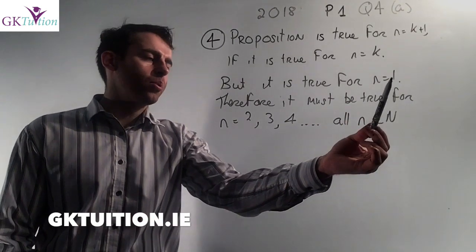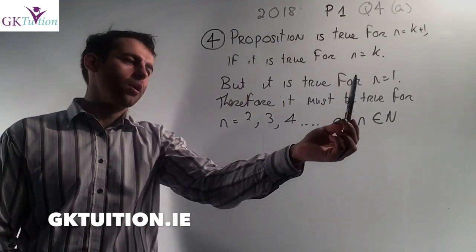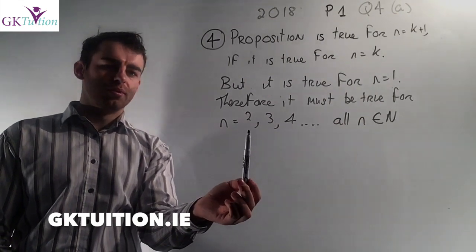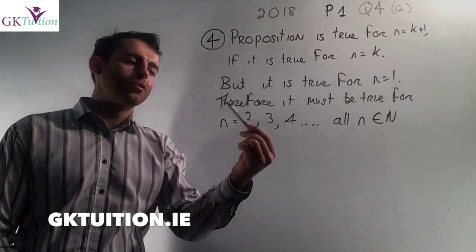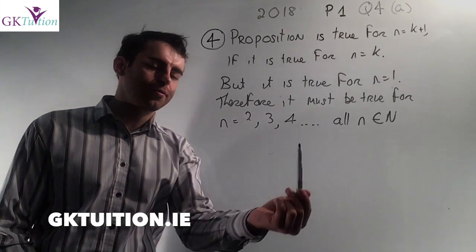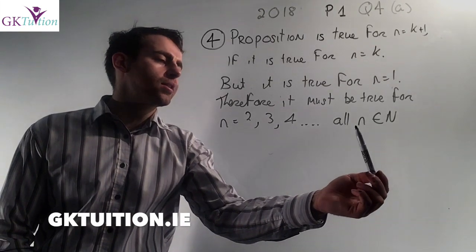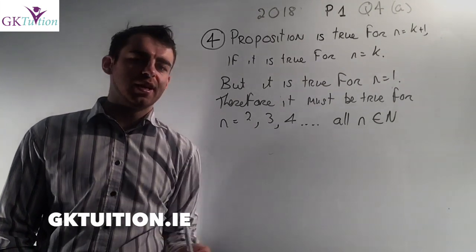If it's true for that number, I know that it has to be true for the next one. So if it's true for n equals 1, therefore it must be true for n equals 2. And therefore, if it's true for 2, it must be true for 3. If it's true for 3, it must be true for 4, and so on. I could do that forever. Basically, it's true for all the natural numbers, or n is an element of the natural numbers.